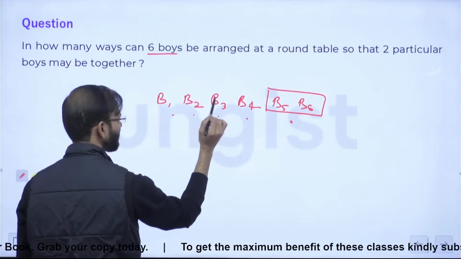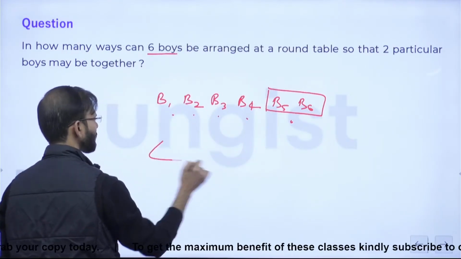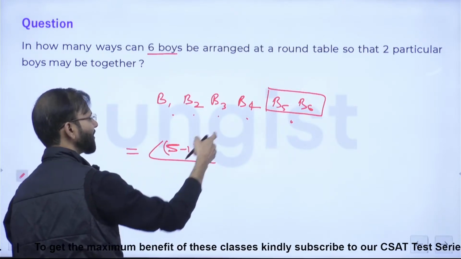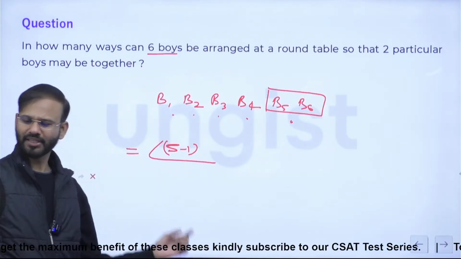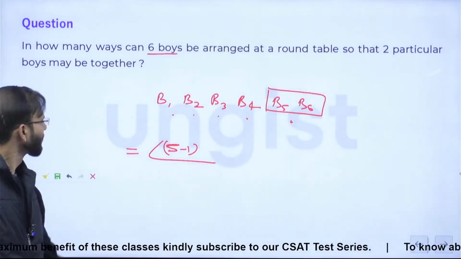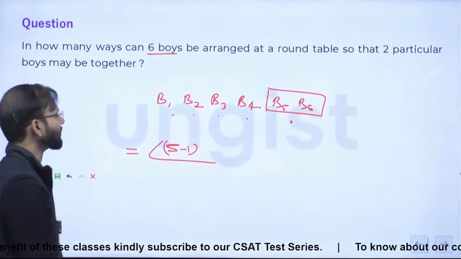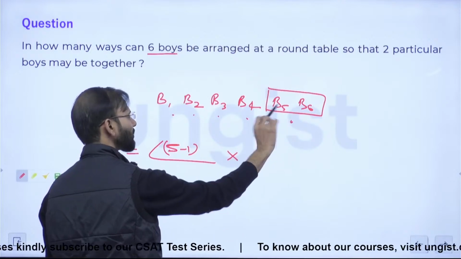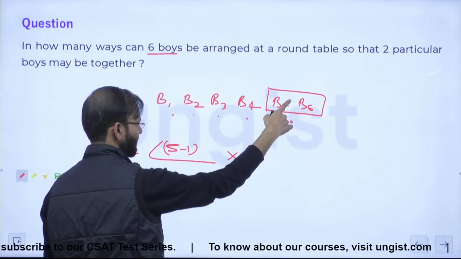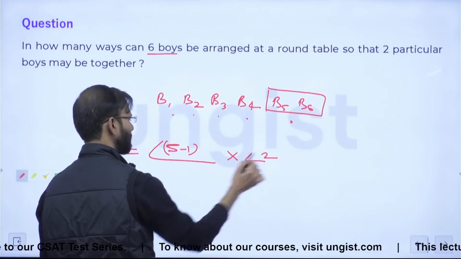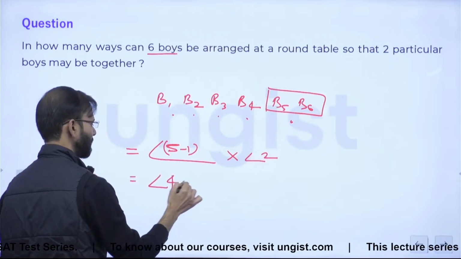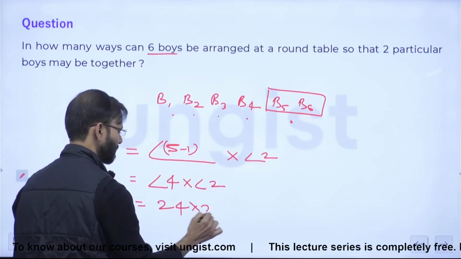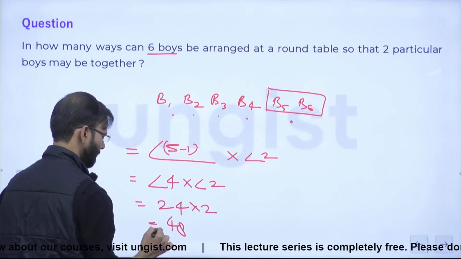This is 1, 2, 3, 4, 5. So for 5 members, the answer will be 5 minus 1 factorial, because you have to make them sit in a circle, right? So answer will be 5 minus 1 factorial. But 2 of them are always together, so they can change the order of them. Like it can be B5, B6, it can be B6, B5. So this will be like factorial 2. So answer is 4 factorial into 2 factorial. So this is 24 into 2, which is 48.